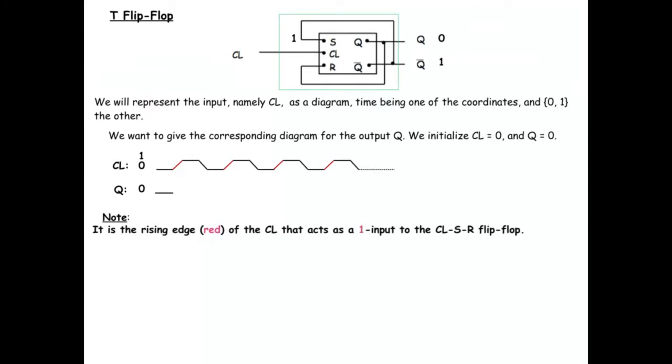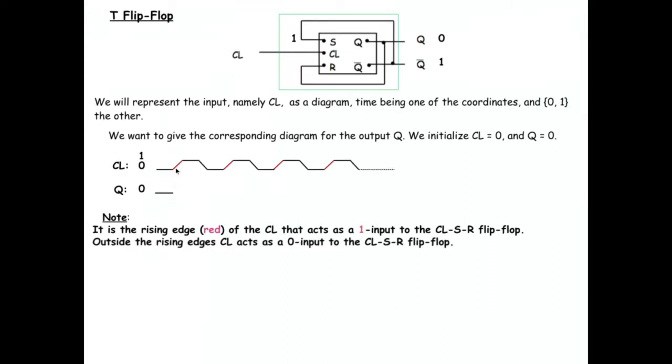It is the rising edge of the clock that acts as one input to the clocked SR flip-flop. So the moment that this one input goes into the clock, the other inputs that internally get ANDed with it start going. So complement of Q goes into S as 1, and Q goes into R as 0. Outside the rising edges of clock, it will act as a 0 input to the clocked SR flip-flop, right?